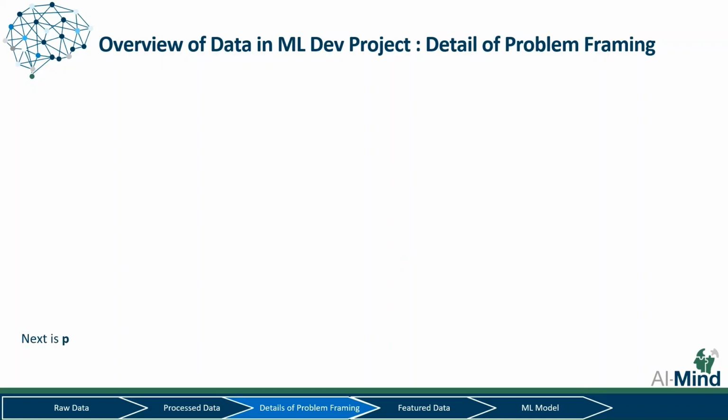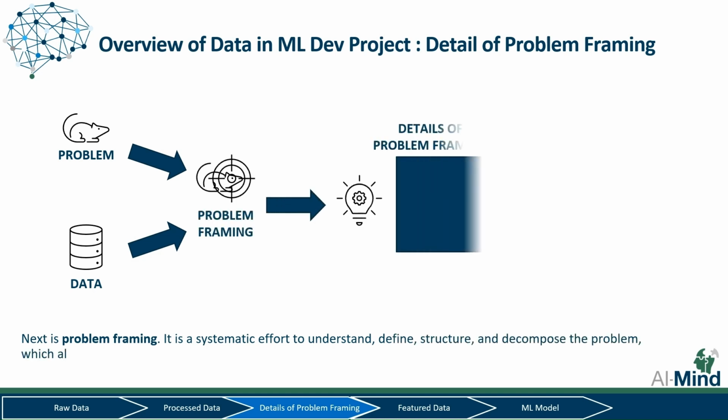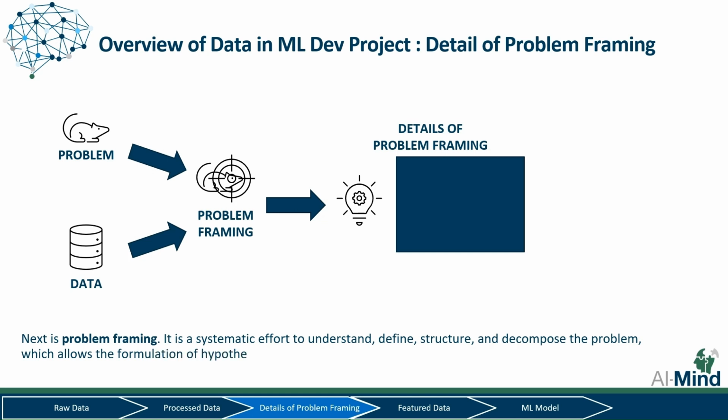Okay, so here we simply need to focus on the right-hand side. We have raw data and process data that have to be managed properly. Yes, that's correct. What's next? Next is problem framing. It is a systematic effort to understand, define, structure, and decompose the problem, which allows the formulation of hypotheses and/or approaches to solve the problem. This process produces details of problem framing.